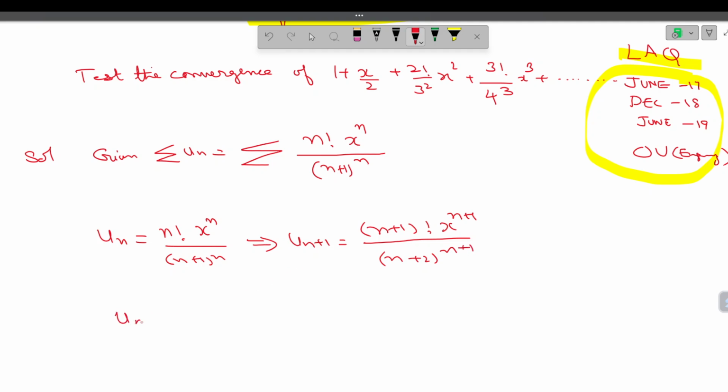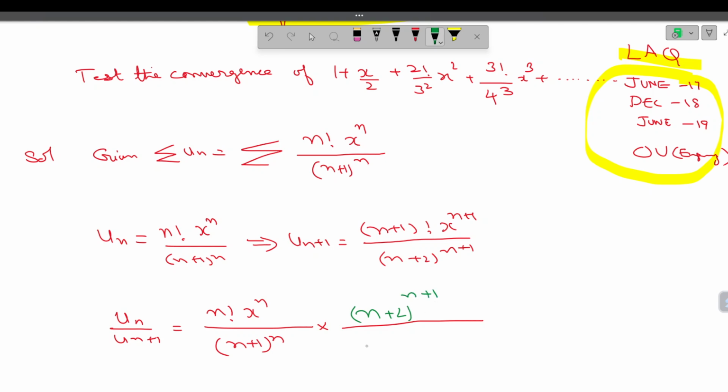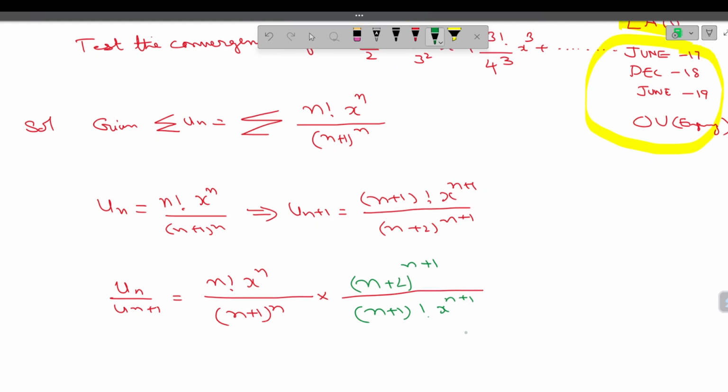So now un by un plus 1. What is our un? n factorial x to the power of n divided by n plus 1 whole to the power of n. Un plus 1 will go to the numerator: n plus 2 whole to the power of n plus 1 by n plus 1 factorial x to the power of n plus 1. Okay, now we have to simplify.